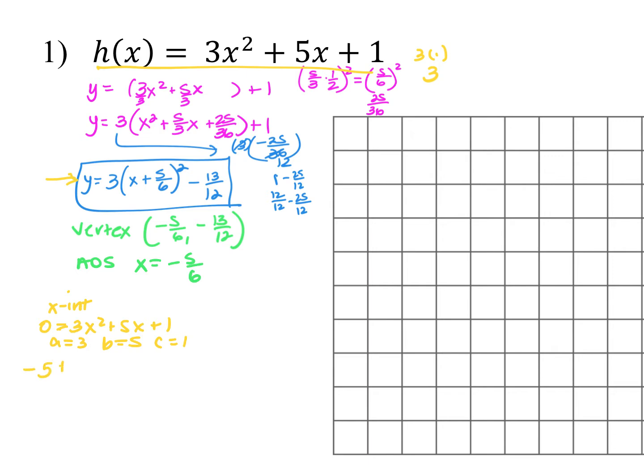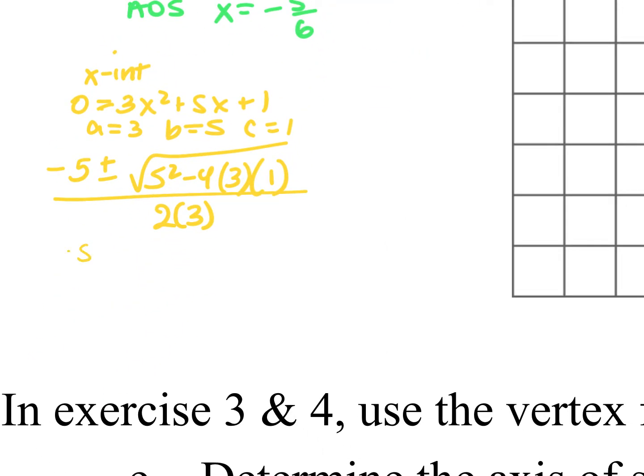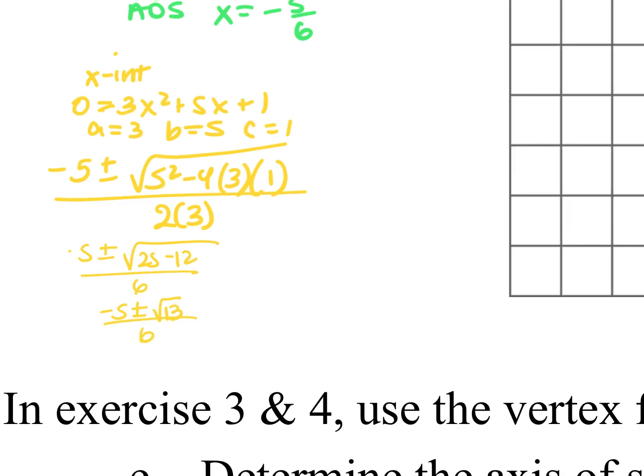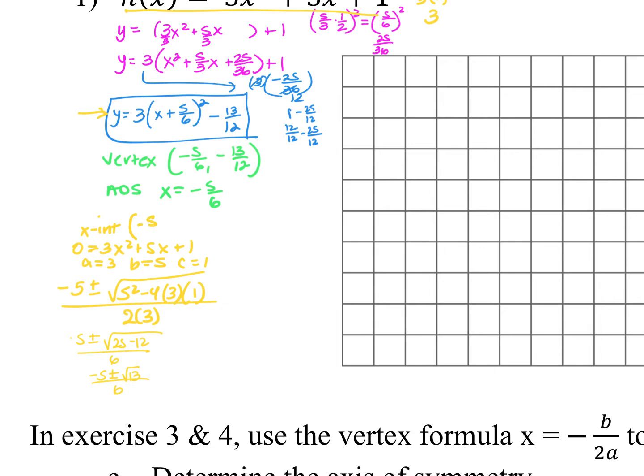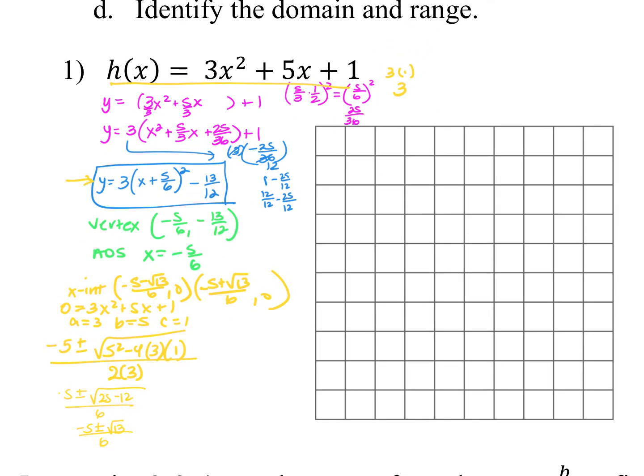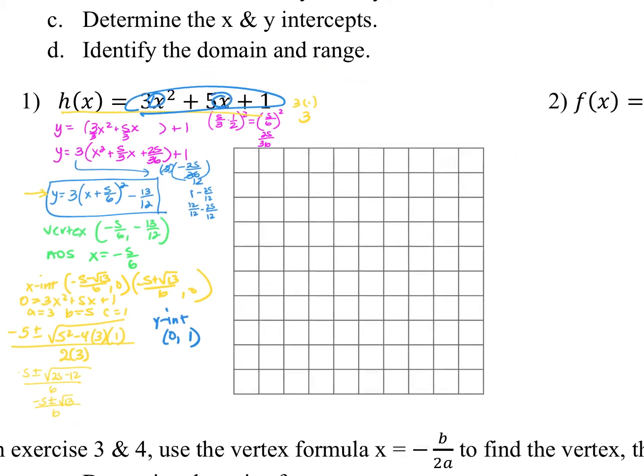So negative b plus and minus the square root of b squared minus 4ac all over 2 times a. You get negative 5 plus and minus the square root of 25 minus 12 over 6. Negative 5 plus and minus the square root of 13 over 6. So that's going to be negative 5 minus root 13 over 6, 0, and then negative 5 plus square root 13 over 6, 0. And then the y-intercept is the easy one. From your original, you make this 0 and this 0, so the y-intercept is 0, 1.